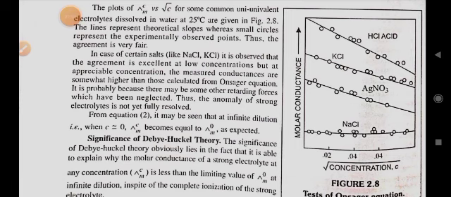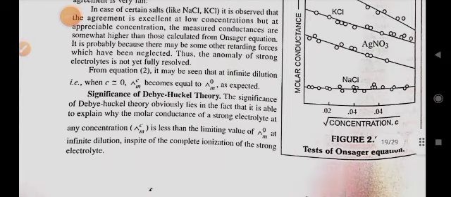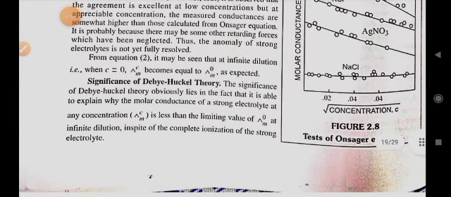From the equation, it may be seen that at infinite dilution, that is when C is approximately 0, lambda Cm becomes equal to lambda naught m, as expected. Significance of Debye-Huckel theory: it is able to explain why the molar conductance of a strong electrolyte at any concentration, lambda Cm, is less than the limiting value lambda naught m at infinite dilution, in spite of the complete ionization of the strong electrolyte.